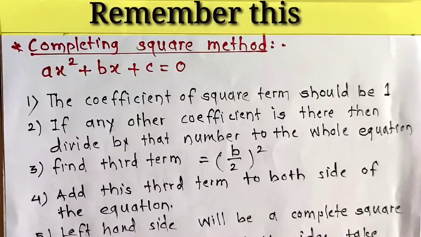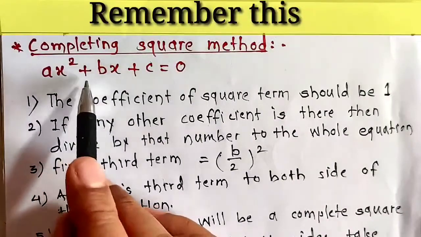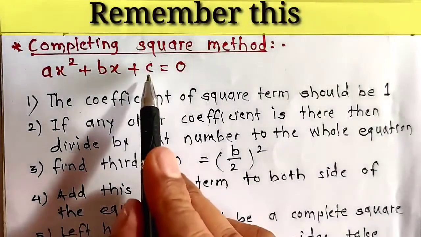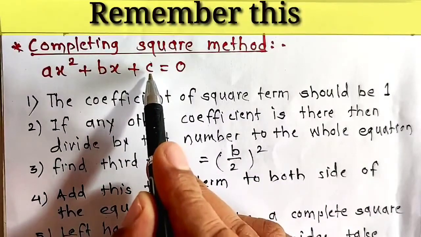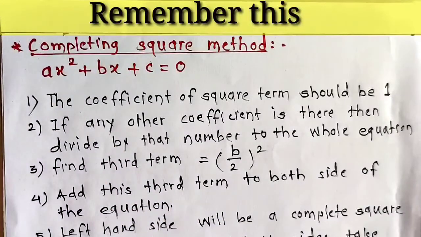Now let us see this completing square method. Why is it called the completing square method? Because if we consider the equation ax square plus bx plus c is equal to 0, then we can't get the factors of c such that their product is c and their sum is the middle term b. So it is an incomplete square, and we have to convert it into a complete square. So while solving by the completing square method, remember the following points.